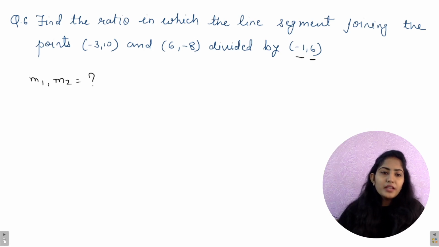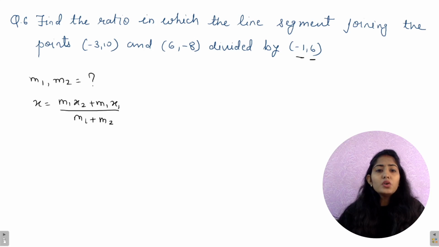Section formula states that x is equals to m1 x2 plus m2 x1 upon m1 plus m2, right? Okay, now let's do one thing. Let's assume, okay, here we will let that the ratio is k ratio 1. That means k is equals to m1 and 1 is equals to m2. Clear? So we will put the value of my x, that is minus 1.